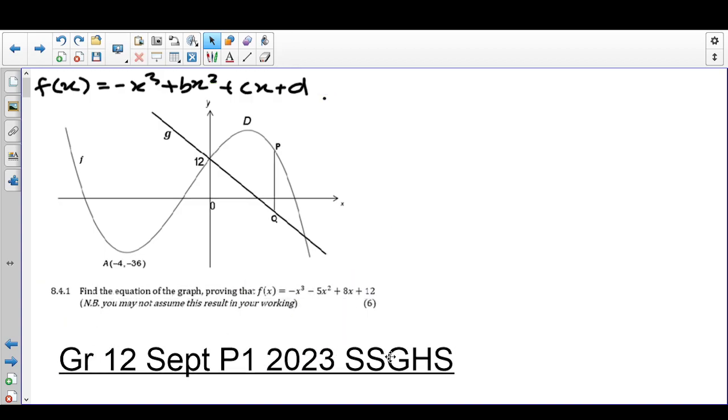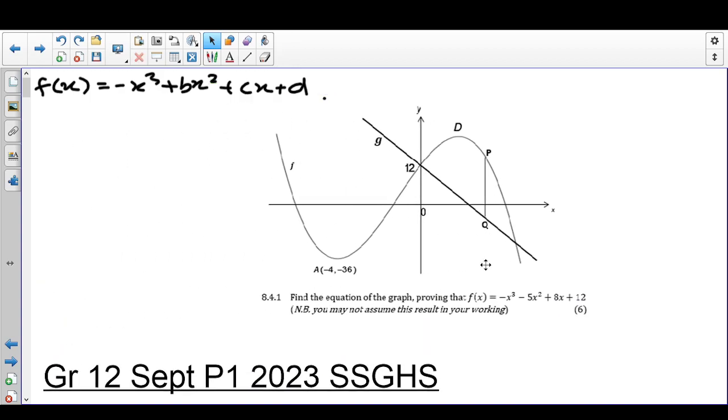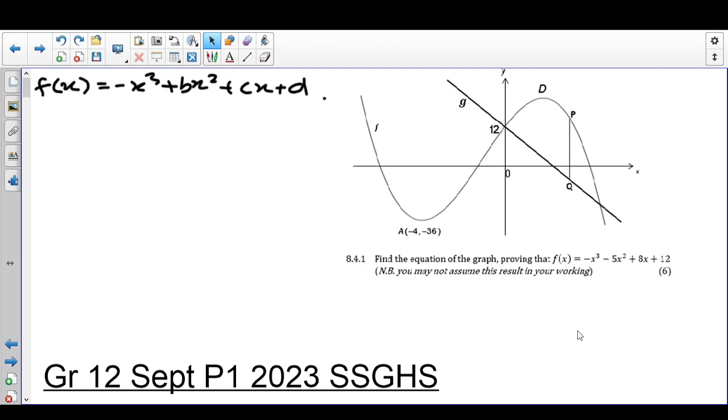First question. The question states: prove that f of x is equal to negative x cubed minus 5x squared plus 8x plus 12. Important to note, you may not assume the result in your working. What does that mean? It means you can't use that in order to prove it. Some of you used that and proved that A was the turning point. You're not going to get any marks for that.